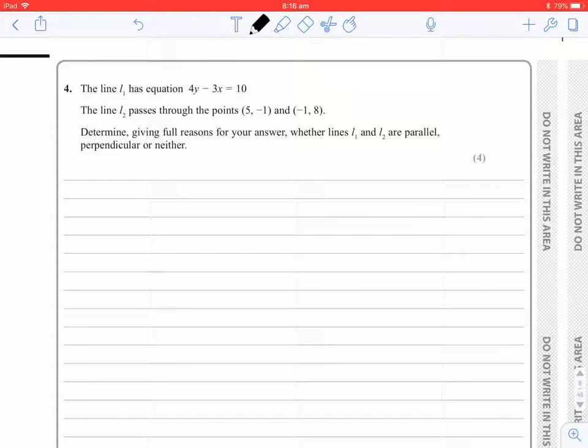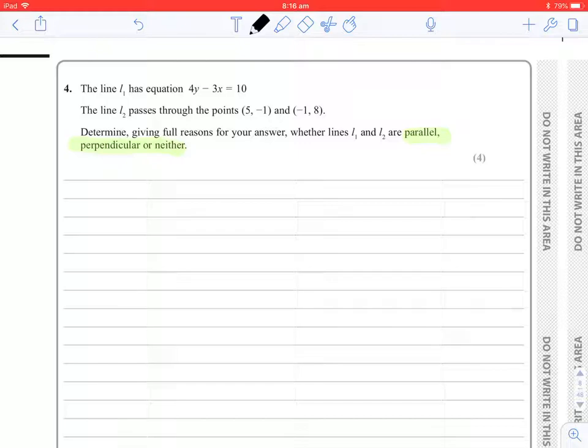Now the key things that we need to know here for parallel, perpendicular or neither. If the lines are parallel, the gradients are the same. If the lines are perpendicular, the gradients are the negative reciprocal of each other. And if it's neither, then they can just be anything. So the key part of this question is all about looking at the gradients.